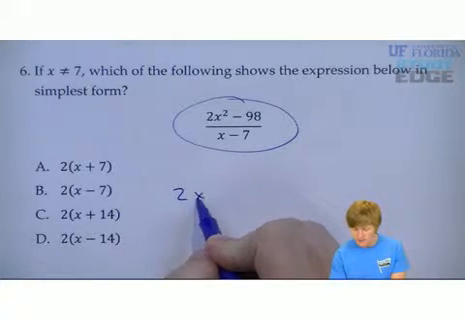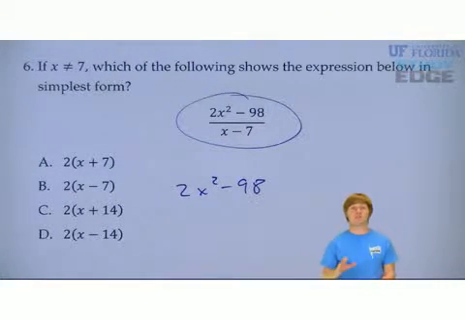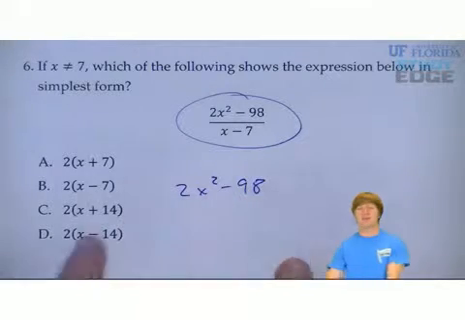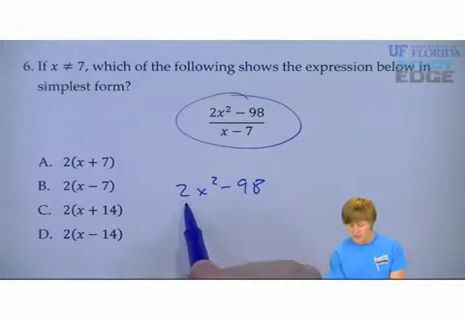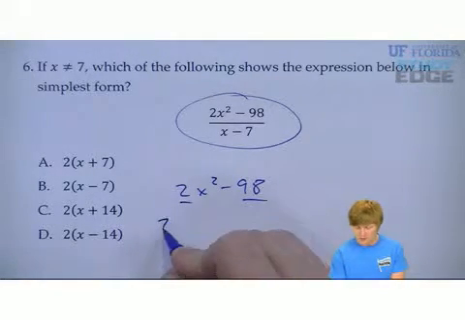So I have 2x squared minus 98. What I have to ask myself is, do each of those two terms, 2x squared and negative 98, share a common factor? Well, yes, they do. They share 2 as a factor. So can I factor out a 2? Well, I sure hope so.